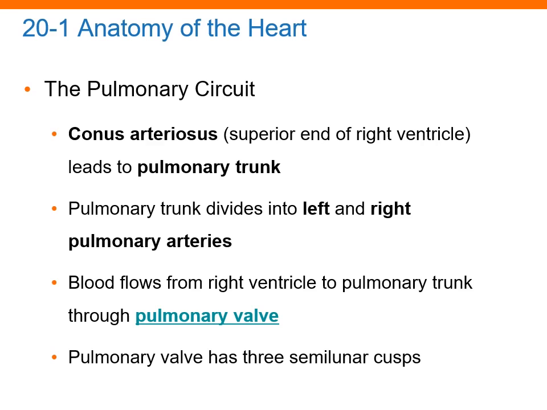The pulmonary trunk divides into left and right pulmonary arteries. Blood flows from the right ventricle to the pulmonary trunk through the pulmonary valve, or pulmonic valve. Again, that's also called the pulmonic semilunar valve. And the pulmonary valve has 3 semilunar cusps or flaps.